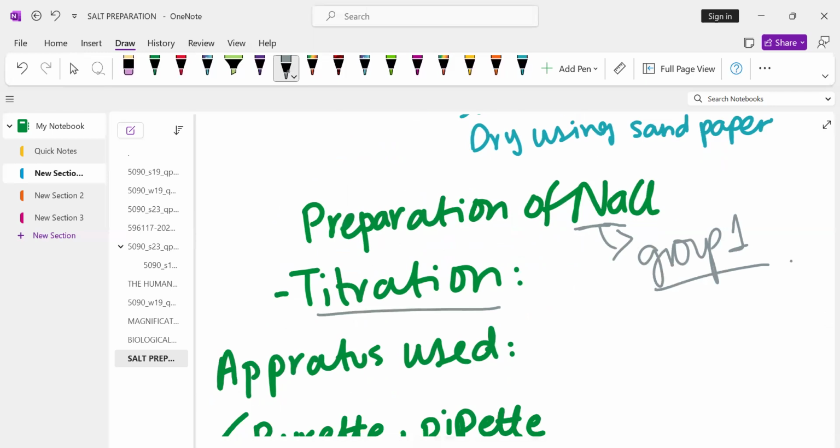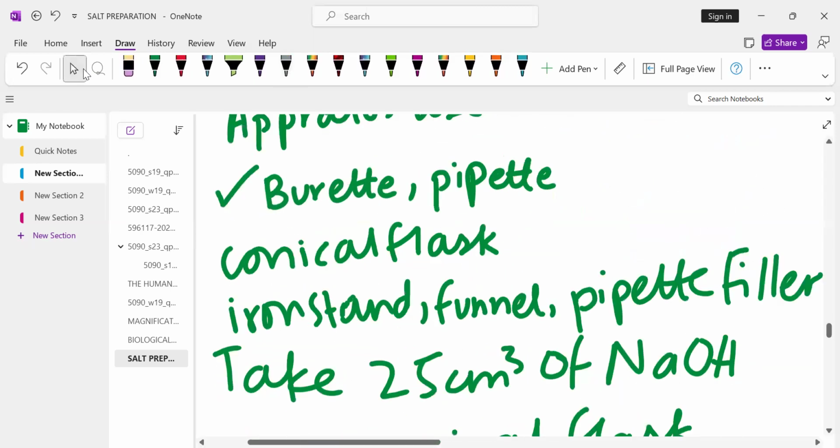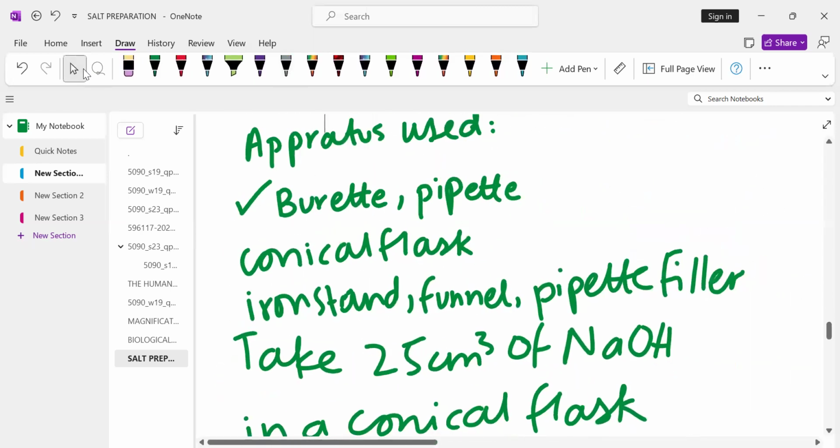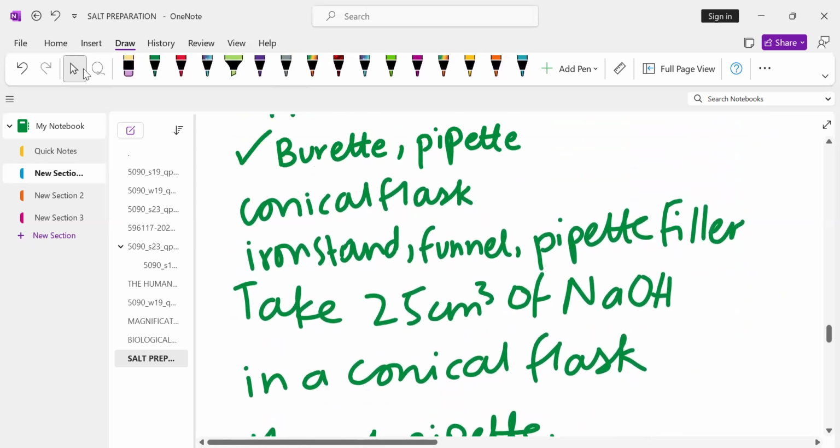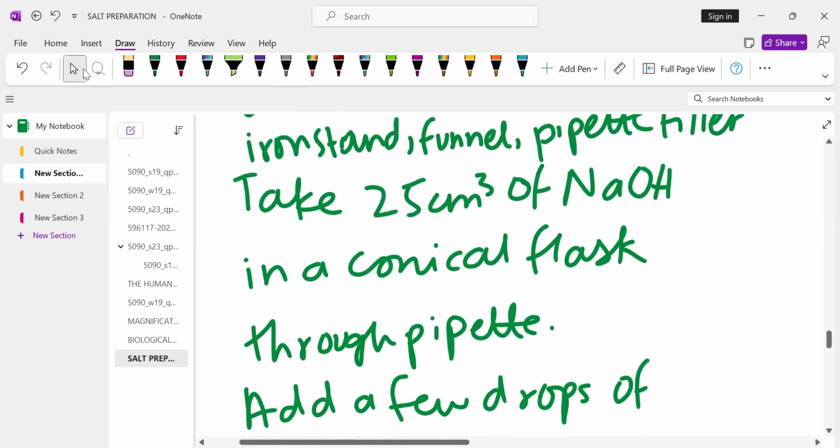So what is titration? Firstly, you need to remember the definition of titration. Usually it may appear in P1 as well as MCQ, and they may ask you what is titration, and in P2 for 1 mark. So titration is to find out the concentration of an unknown solution using a known solution. This is known as titration. The apparatus needed for titration are burette, pipette, conical flask, iron stand, funnel, and pipette filler. These are the 6 apparatus you need for titration.